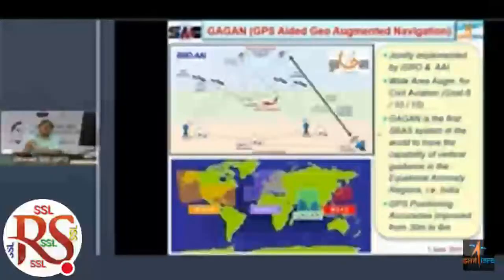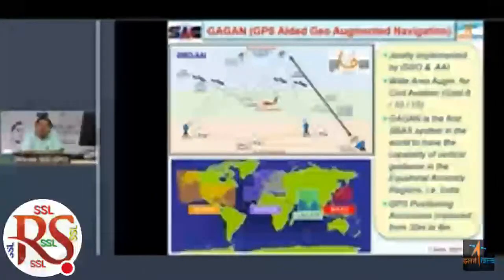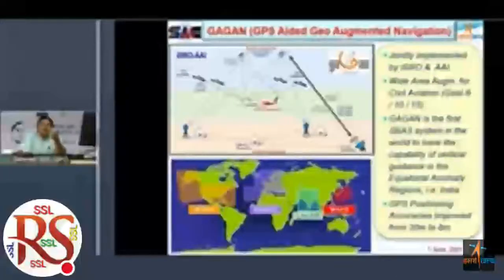If the pilot tries to land in bad weather conditions, there is a chance of accidents. To avoid all those things, now with this SBAS system, we'll be able to land even during bad weather. Of course, during extreme bad weather, it's not worth taking that risk. But during normal bad weather, we'll still be able to land in such difficult conditions also. That is the advantage of using this satellite-based navigation system.